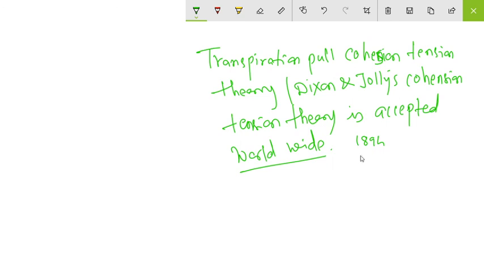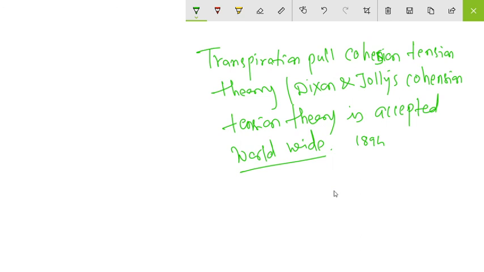This theory has some important features. Water molecules have a strong cohesive force, about 350 atmospheres, which is enough to carry water up to 200 meters. Similarly, there is an adhesive force between water molecules and the xylem.